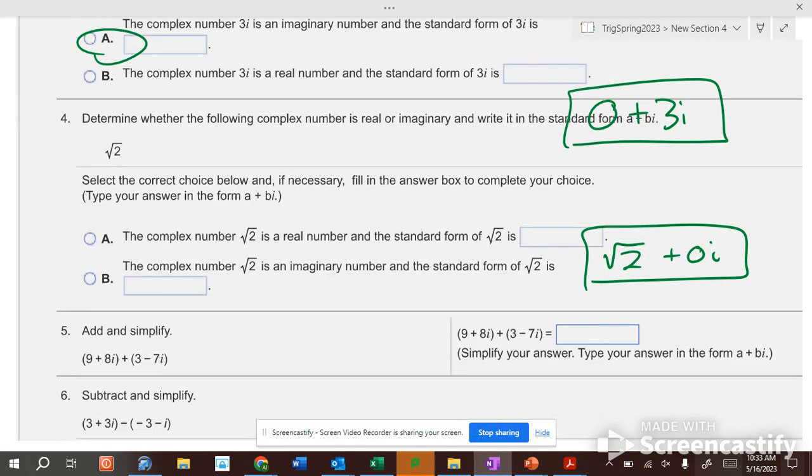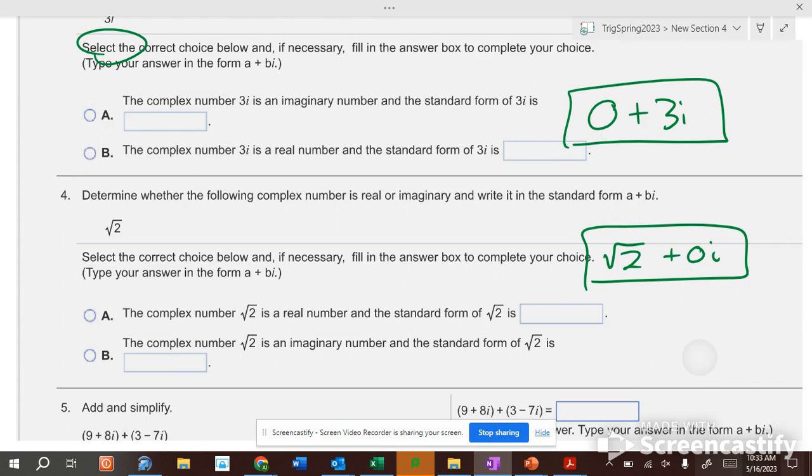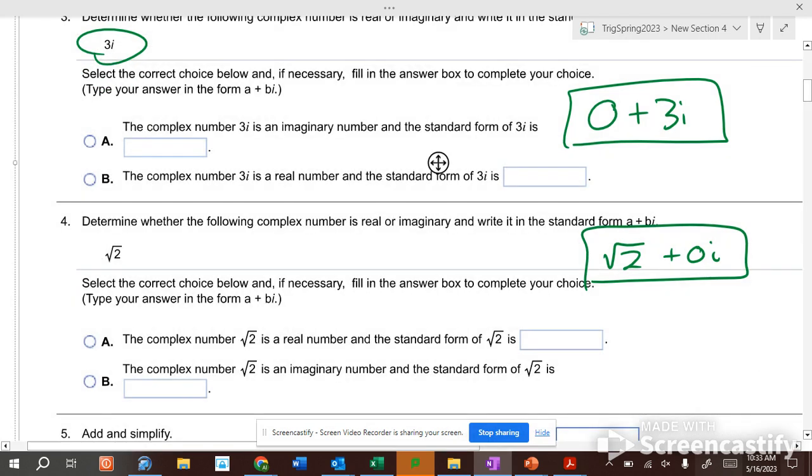Come on. Oh, you stupid thing. It's because we're doing imaginary numbers. No.